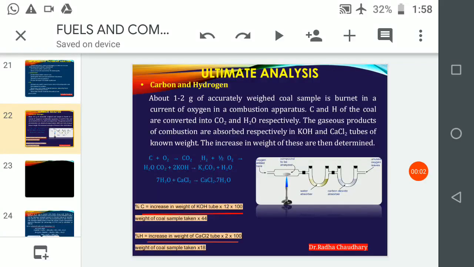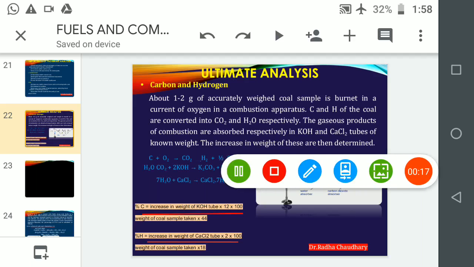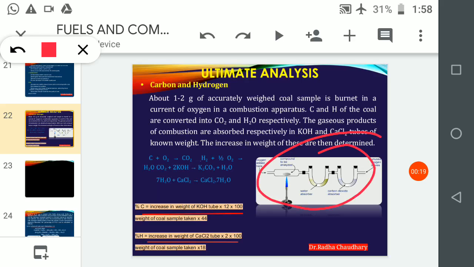Ultimate analysis is also known as elemental analysis. It involves the following analyses. First is carbon and hydrogen. In this, about 1 or 2 grams of coal sample is burnt in a current of oxygen or air in a combustion apparatus. You can see it's a combustion apparatus. Carbon gets converted to carbon dioxide and hydrogen combines with oxygen to form H2O.